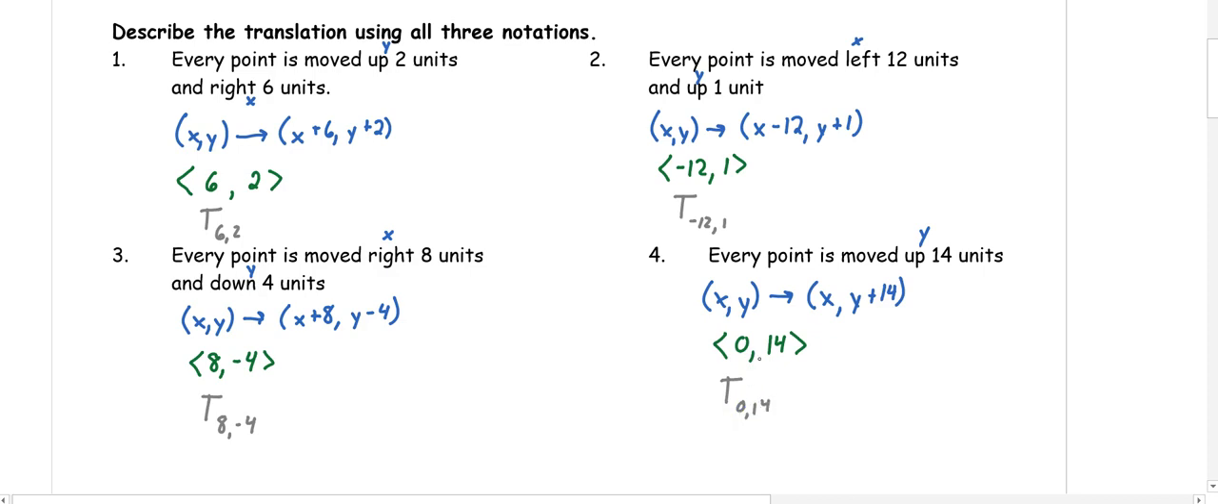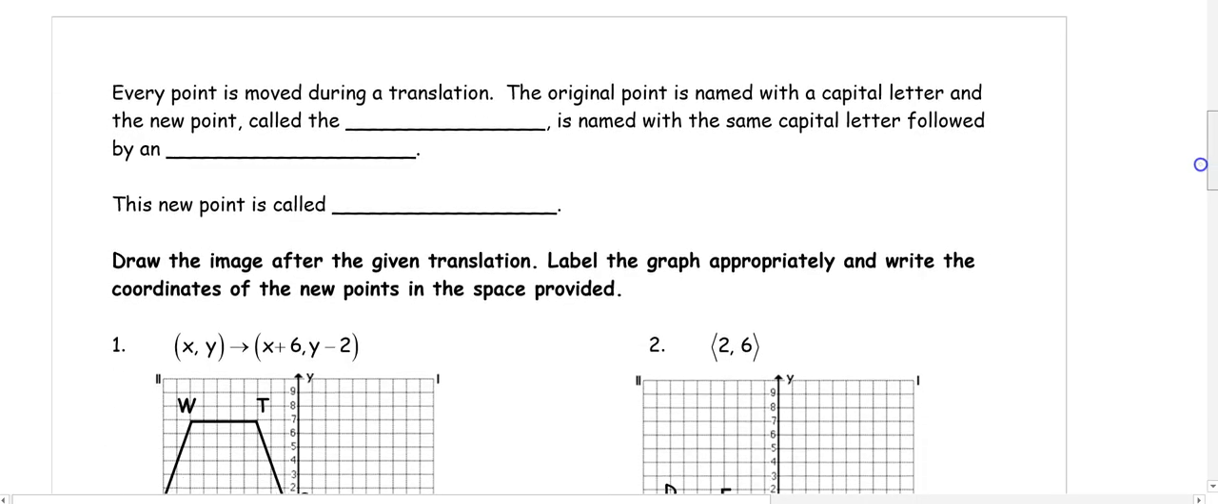So now let's use the translations to move our graphs. So remember that every point is moved during a translation. The original point is named with a capital letter, and the new point is called the image.